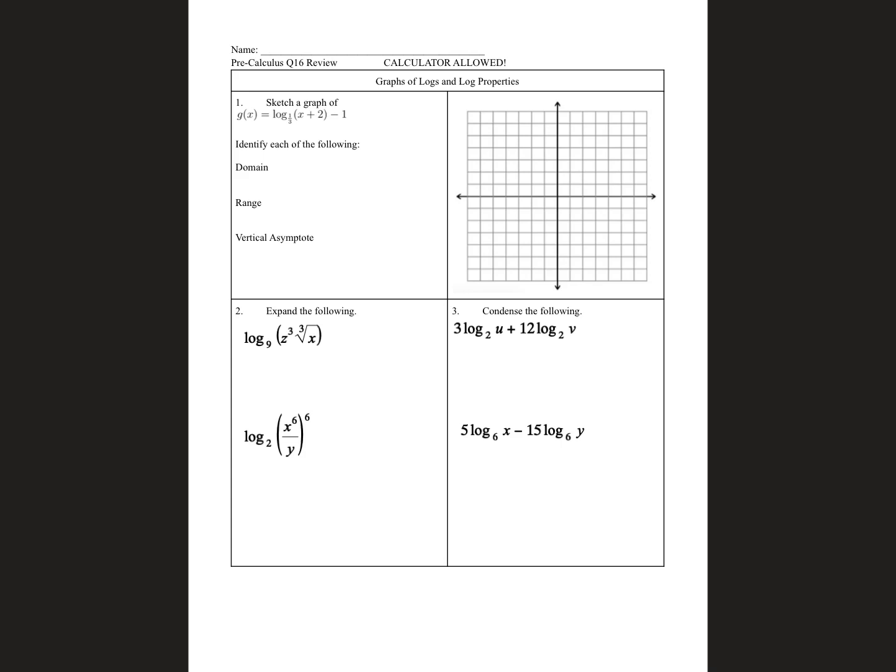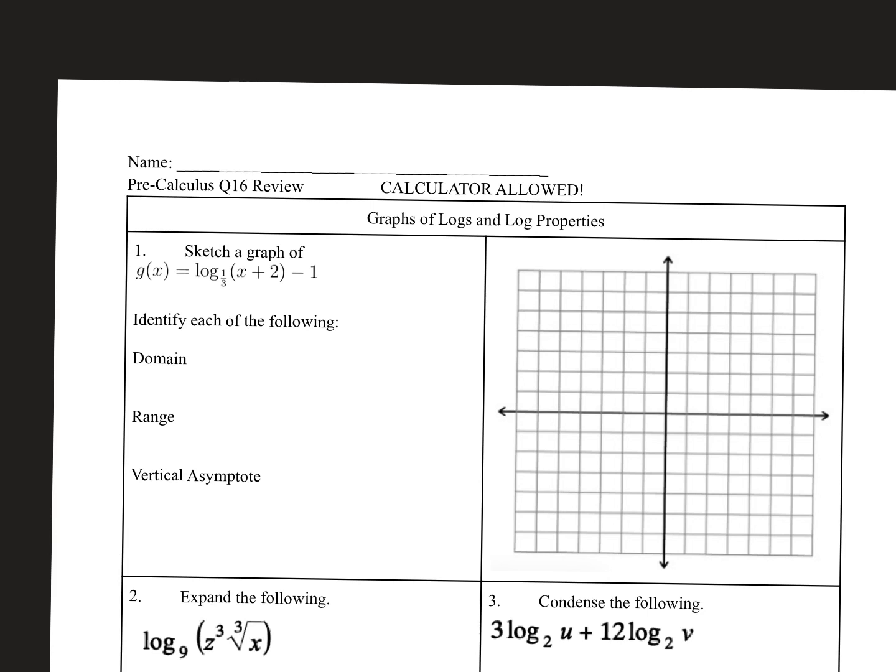Alrighty, let's figure this one out. We got to sketch a graph. So I'm going to think of that as 1/3 to the x. Graph that first. So if x is 0, it's 1. X is 1, it's 1/3. X is -1, it's 3. Gonna look like that.